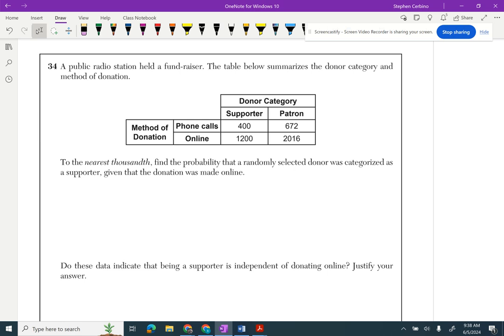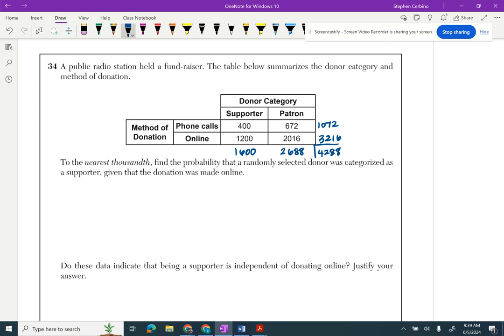The next one talks about a public radio station and a fundraiser. It gives us some data in a two-way table. Notice the two-way table does not have totals. So before I actually read anything else, I'm going to get some totals because I know I'm probably going to need them. So I'm going to total the supporter column to 1,600, the patron column to 2,688. I'm going to total the phone call row to 1,072. And I'm going to total the online row to 3,216. To find the total overall, we'd have 4,288.